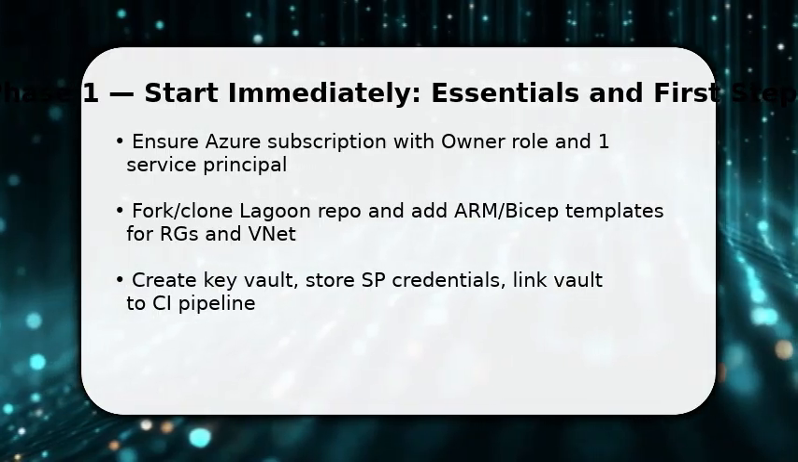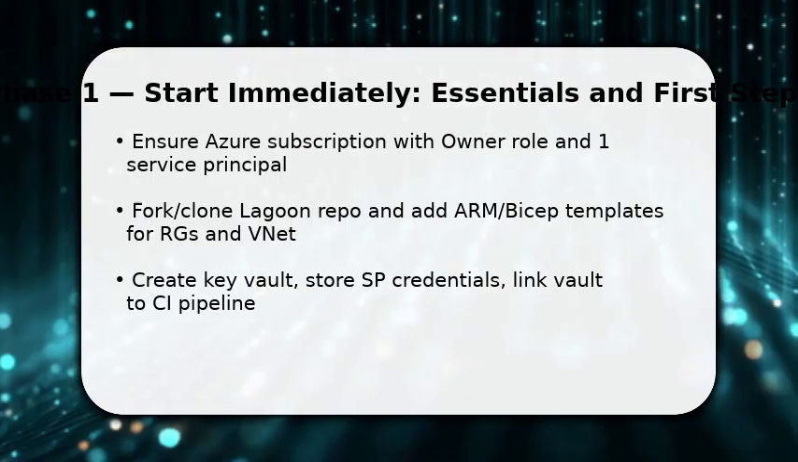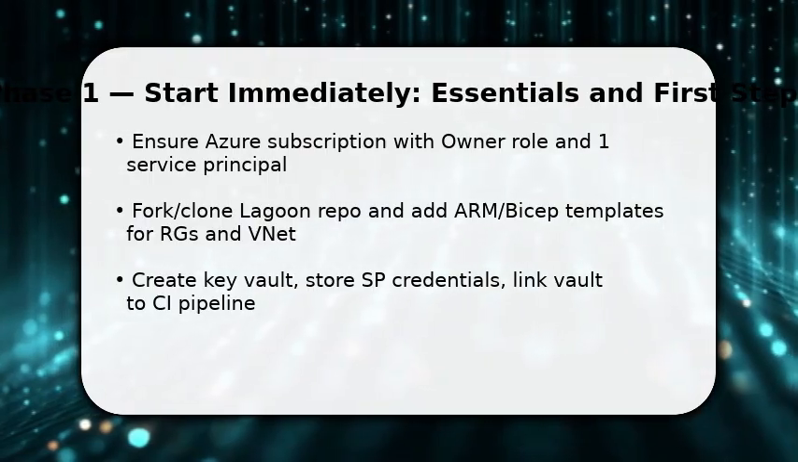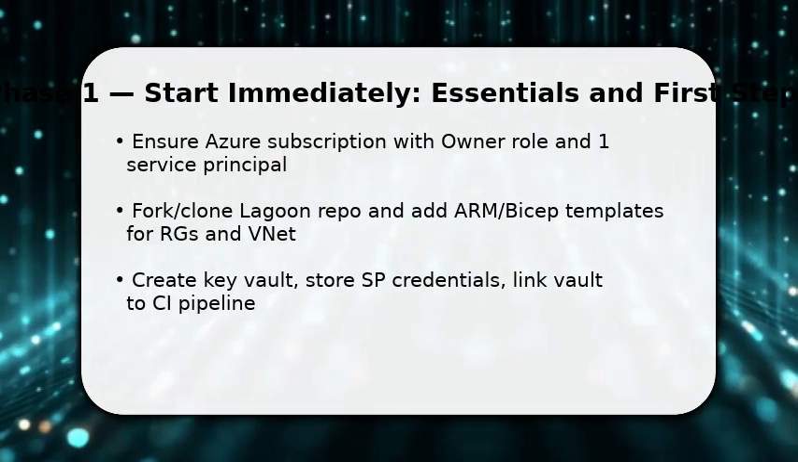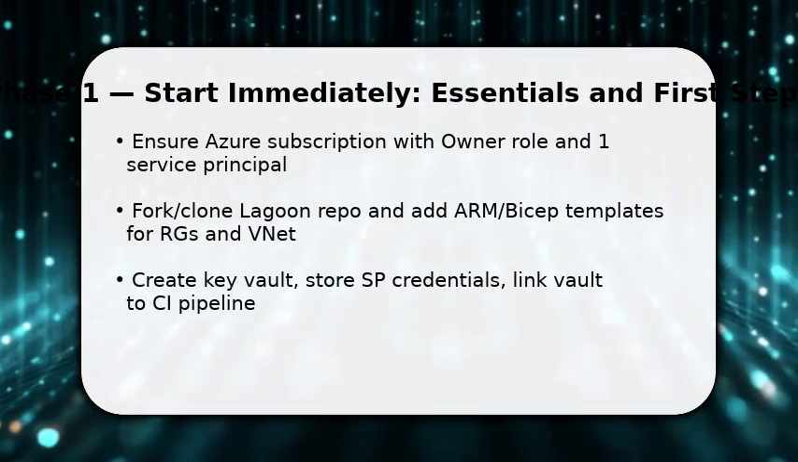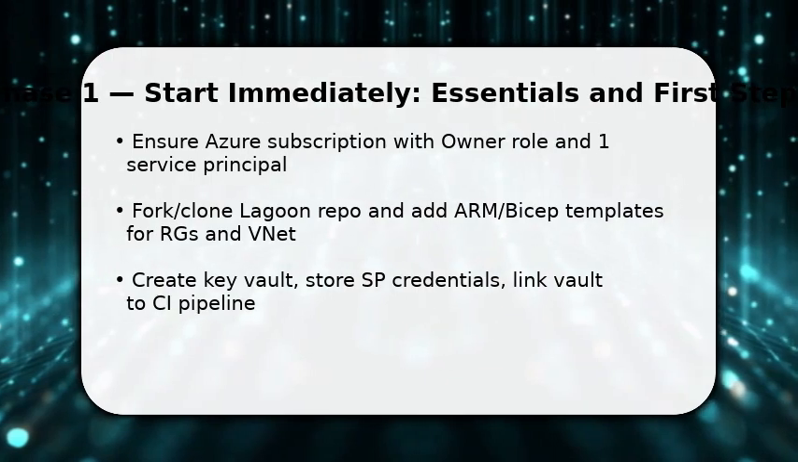Once done, create the service principal credentials, store them in a secure key vault, and link that vault to your CI pipeline so deployments can authenticate without exposing secrets. Make sure to tag resources for cost tracking.